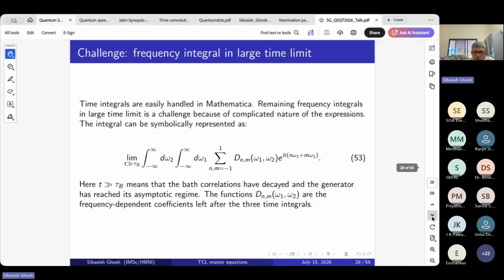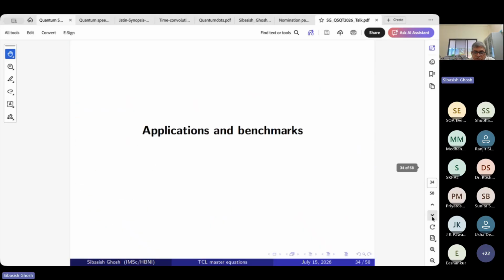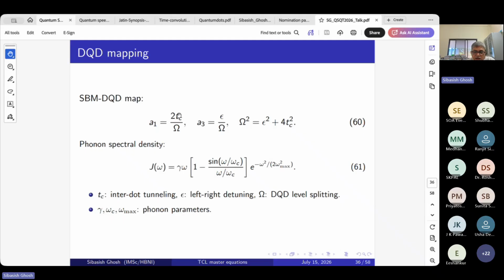So for this double quantum dot model, you can take these parameters: A1 is 2 Tc by omega, where Tc is some critical time, and A3 is epsilon by omega, where epsilon is some kind of energy, basically a left-right detuning. Capital omega is the double quantum dot level splitting, and Tc is the inter-dot tunneling time. And you take this phonon spectral density J omega of this form, and omega c, omega max, those are all phononic parameters.